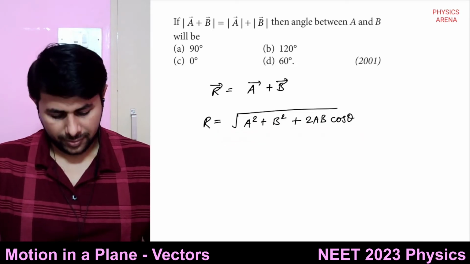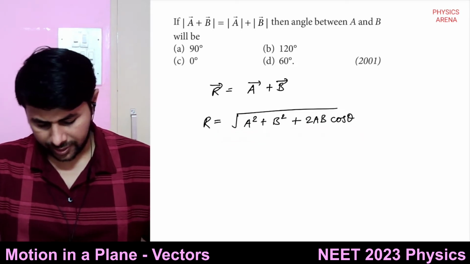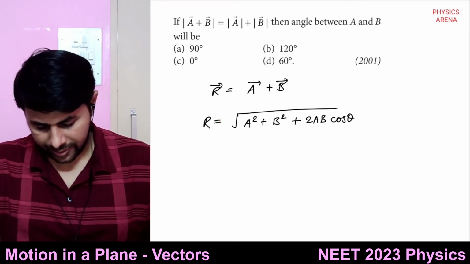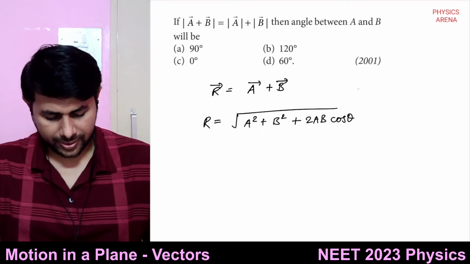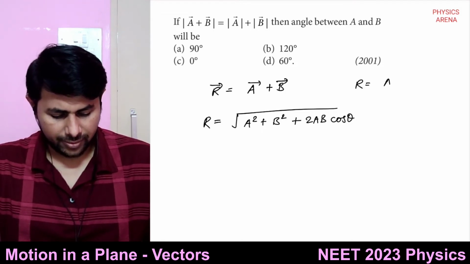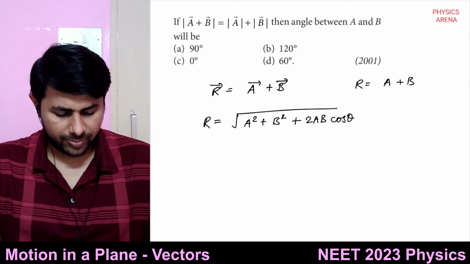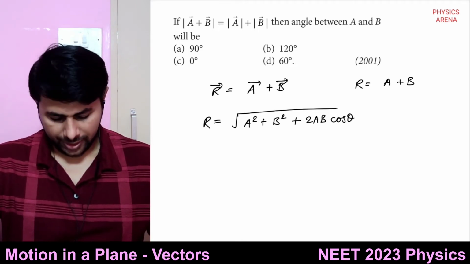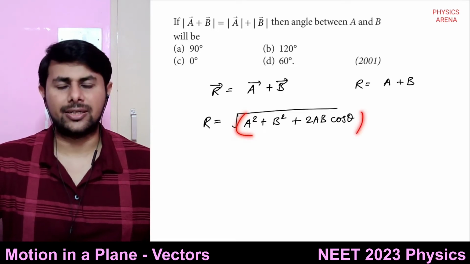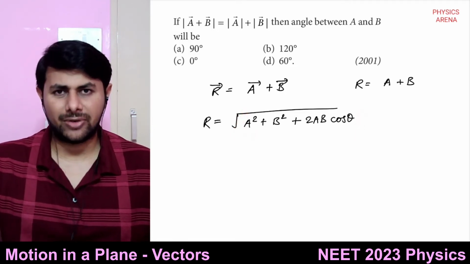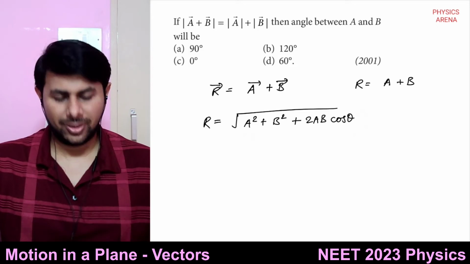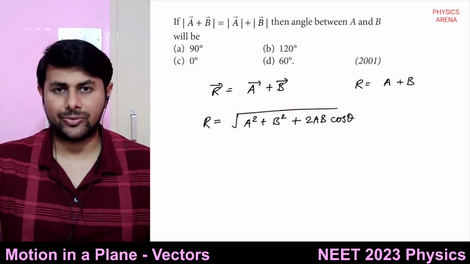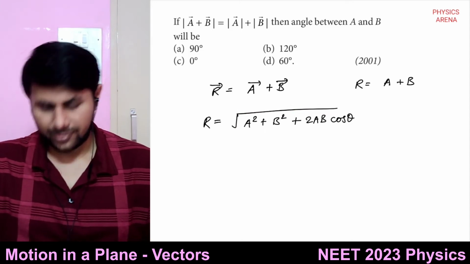Now, this is equal to... they are saying that the magnitude of R is equal to the magnitude of A bar plus the magnitude of B bar. So it is A plus B. So the term inside the bracket must be equal to what? A plus B square. Then only you will get R equal to A plus B.